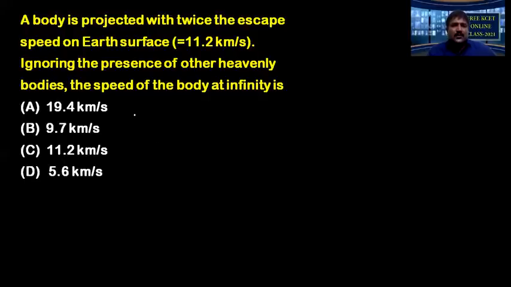Now, according to the law of conservation of energy, total energy on the surface is kinetic energy plus potential energy. So half m v squared, where v is the velocity of projection, which is double the escape speed, plus potential energy, which is minus GMm by r on the Earth's surface, otherwise r plus h at a height h. So this equals the energy at infinity, where the body will have certain kinetic energy because it is moving with the velocity vf.